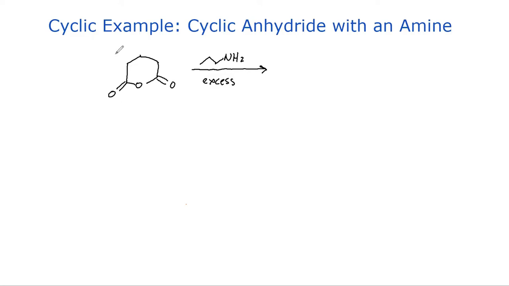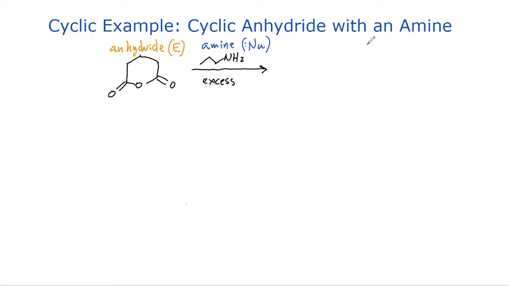We identify this as an anhydride because we have a pair of carbonyls flanking an oxygen. And those, of course, are electrophilic. We're reacting that with an amine, which is a good nucleophile. And we'll remember that anhydride is a reactive carboxylic acid derivative.